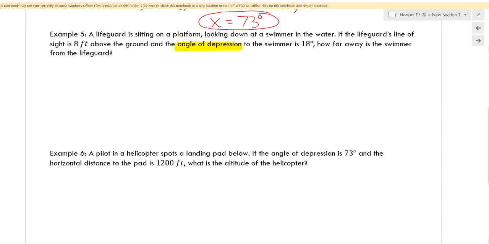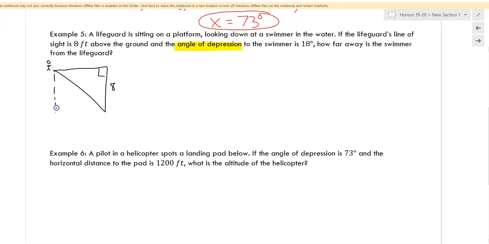Okay? We're now looking down instead of looking up. So for angle of depression problems, we're going to draw a triangle like this. It says the lifeguard's line of sight is 8 feet above the water. So that's 8 feet and going up. And that's because really our lifeguard is sitting over here.